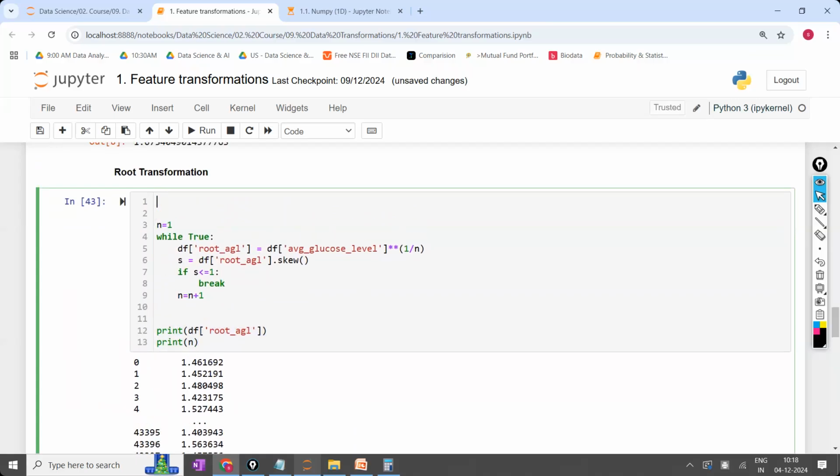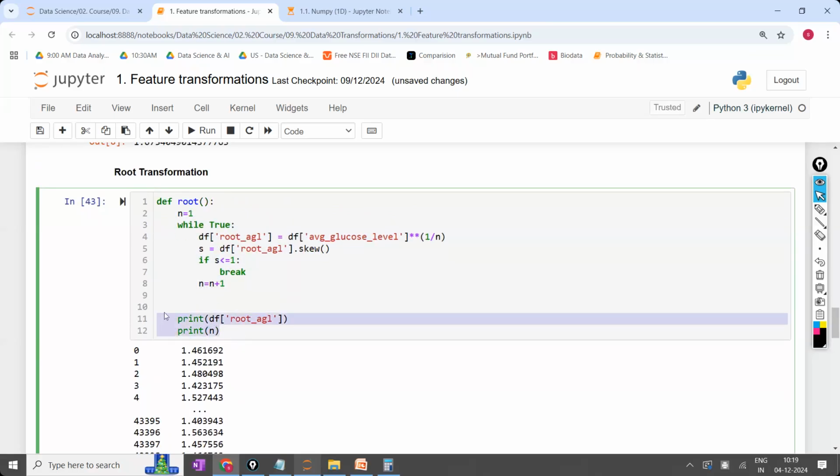Now, how to create a function? Def, I'm going to give some name, root. Okay, no need to write anything. I'm not writing anything, for example purpose only. So this is the function. And for this particular function, I'm asking to return, here itself, this value, comma, n value also. Return both the values.